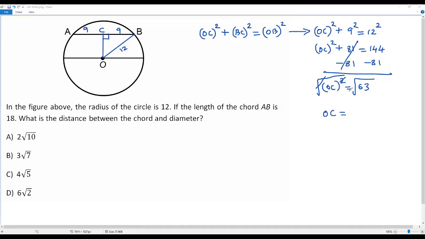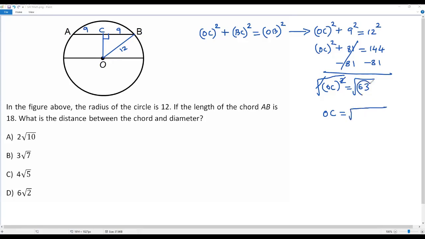Usually when we take the square root on both sides of an equation, we consider positive or negative sign for the square root. But here OC represents the length of one of the sides of the triangle, so it can never be a negative value. Since it is always positive, we can consider only the positive sign for this square root. So let me take the positive square root.